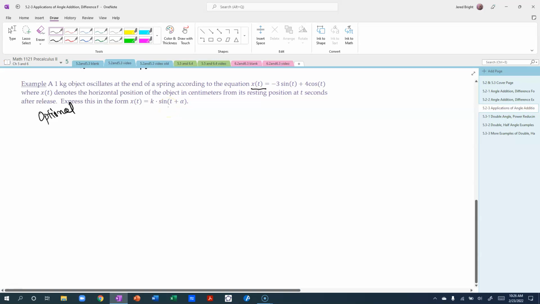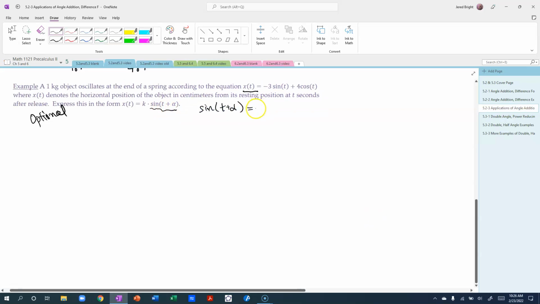So how do we do this? Well, first of all, we want to recognize that sine of t plus alpha would be equal to sine t cosine alpha plus cosine t sine alpha. So now I really want to figure out what k is and what alpha is, if at all possible.